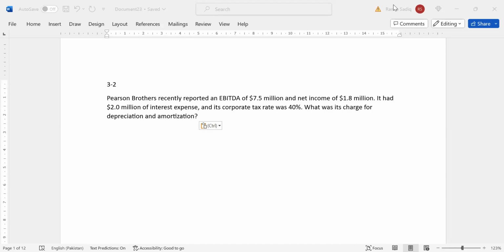So 3-2 says, Pearson Brothers recently reported an EBITDA, or earnings before interest, tax, depreciation, and amortization, of $7.5 million and a net income of $1.8 million. Now, real quick, I'm going to write an income statement format over here, starting with EBITDA. Once we have EBITDA, we deduct from that our depreciation and amortization expense. From that, we get EBIT, or our operating profit.